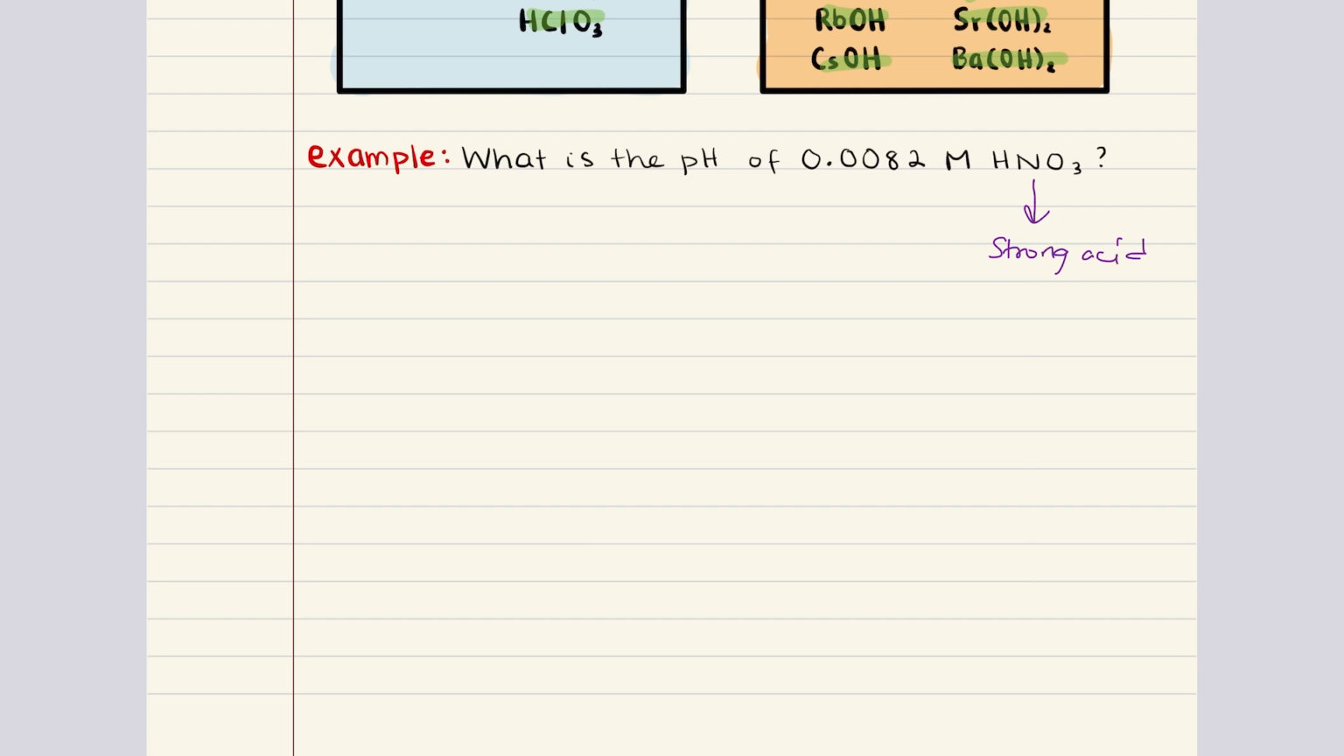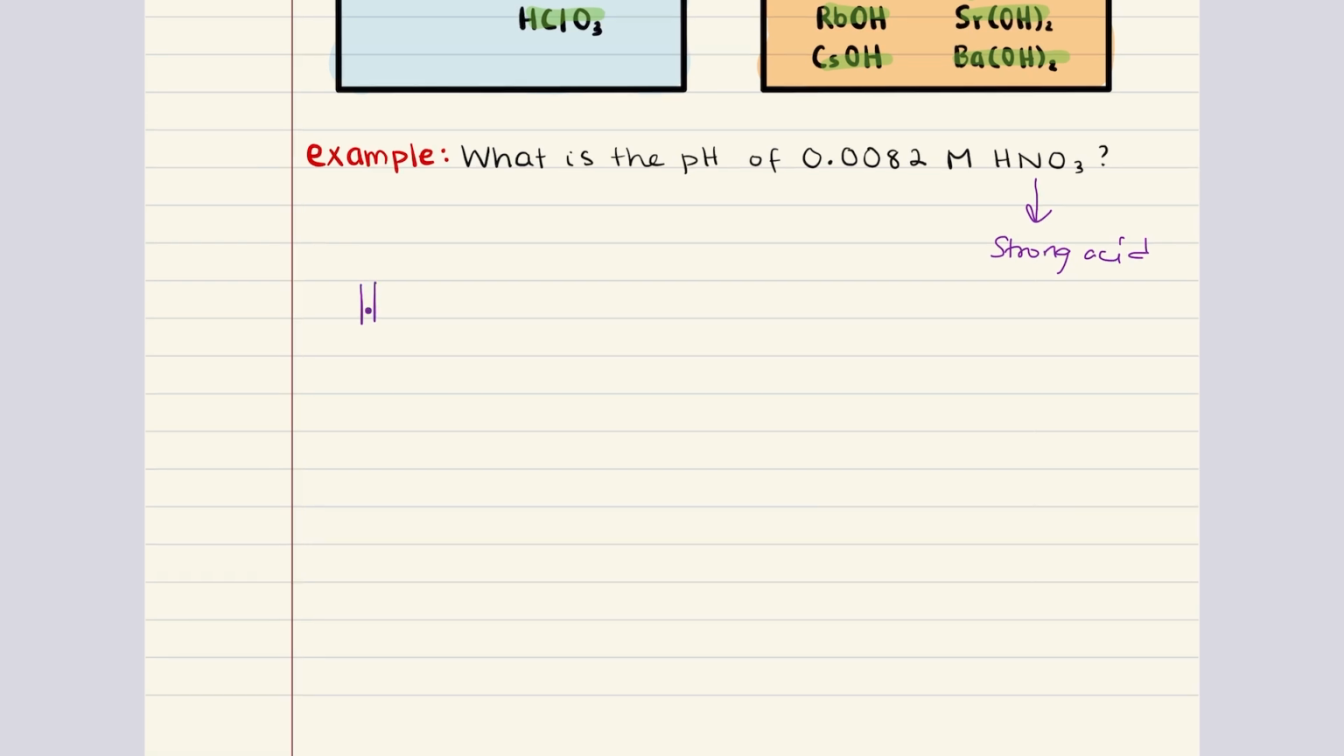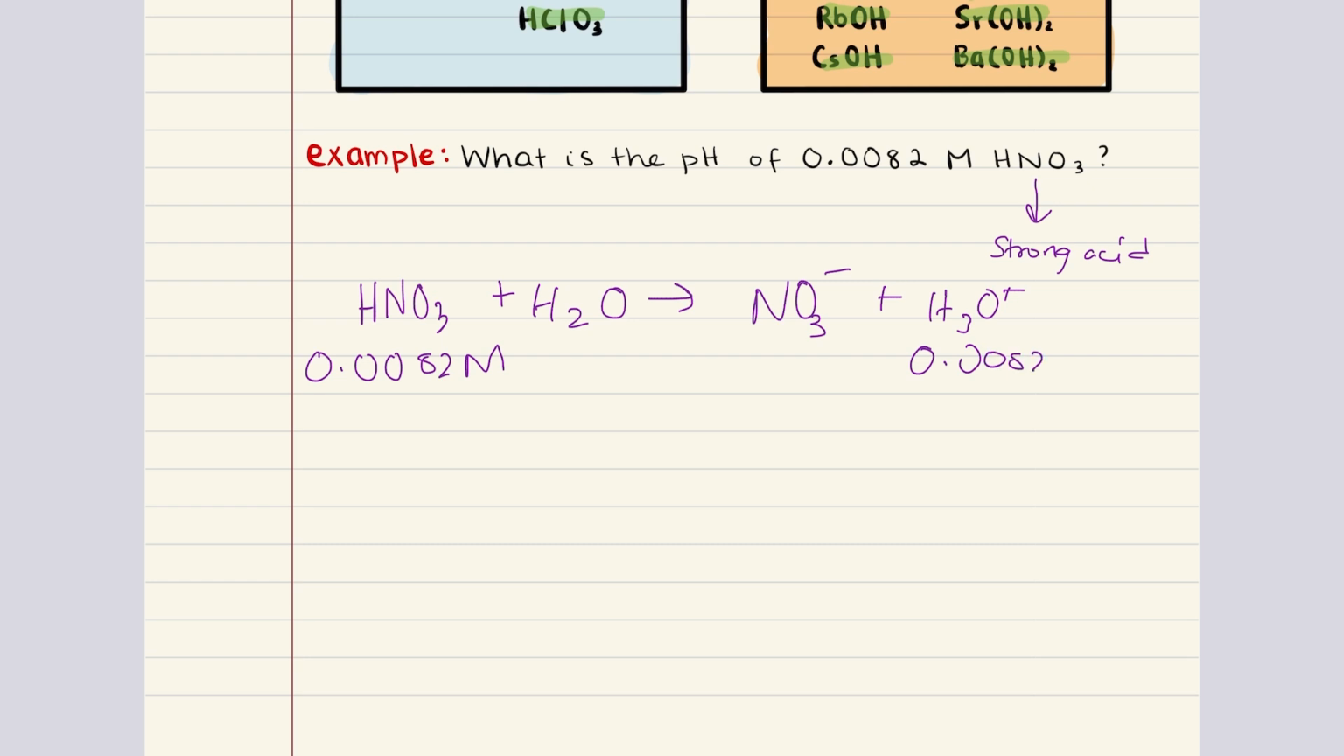So just to write this out, we have nitric acid plus water in solution. And this is going to dissociate in water as NO3- plus H3O+, the hydronium ion. And because this is a strong acid, we have 0.0082 molar nitric acid. When it completely dissociates, we form 0.0082 molar hydrogen ions or hydronium ions.